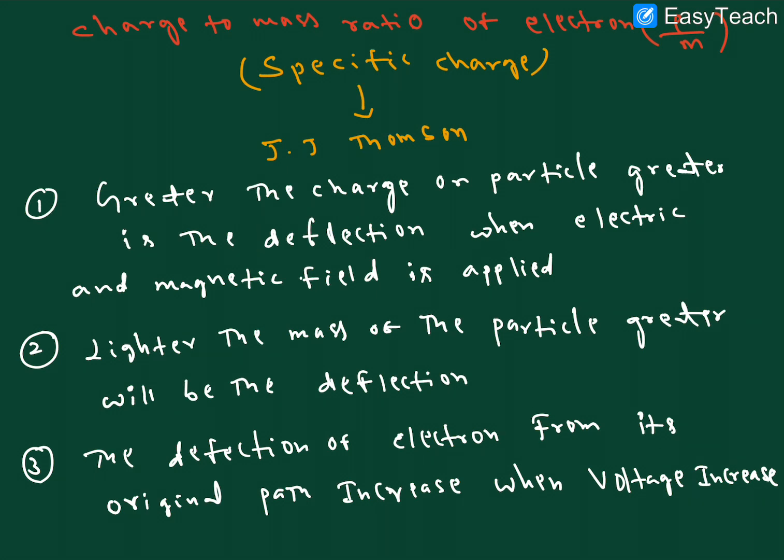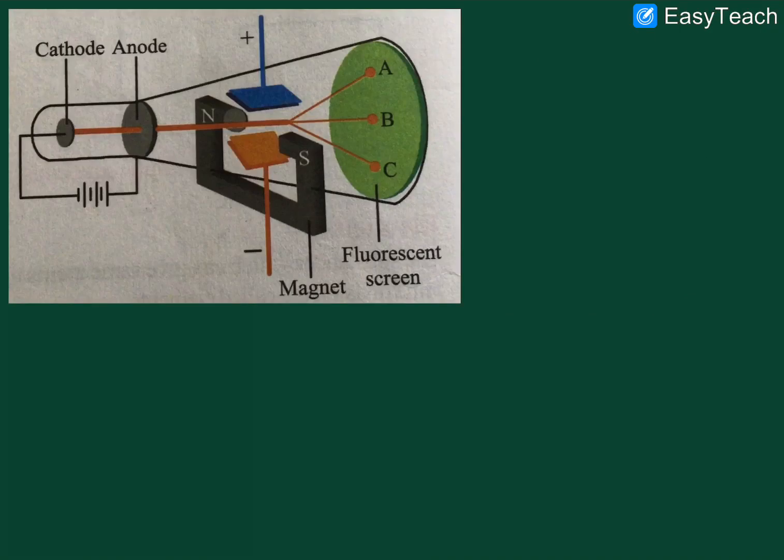So let us observe these 3 points in the experiment right here. This is where the cathode rays are generated, at the cathode, already given there, right? The generated cathode rays travel to the anode, and after this anode they continue travelling like this. We are applying 2 fields, right? One is the magnetic field, another is the electric field. So this is called the electric field.